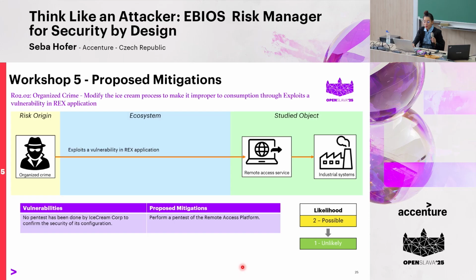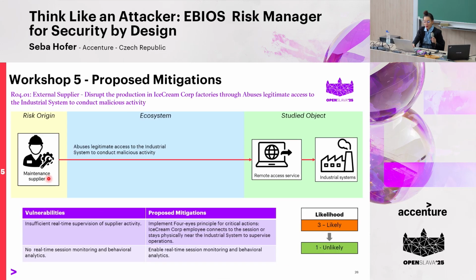Then the next one is to exploit a vulnerability in the REX application. They didn't do a pen test yet on their setup. We propose that they do it to reduce the likelihood, so that it's going to be unlikely. We're going to be sure that it's good.